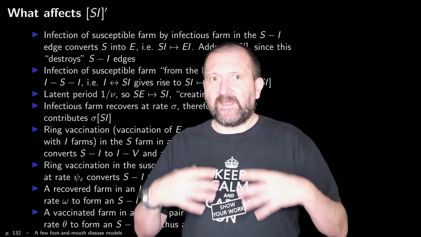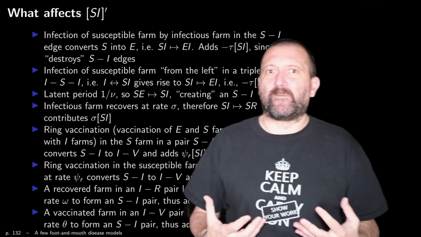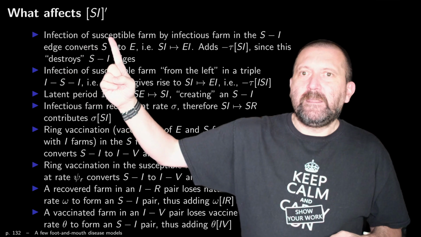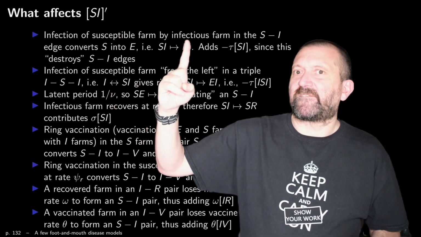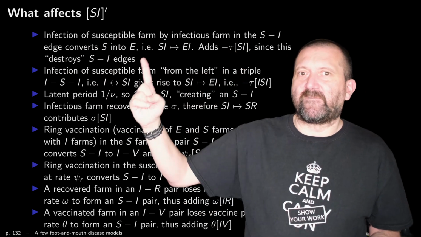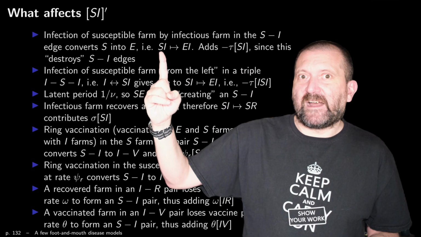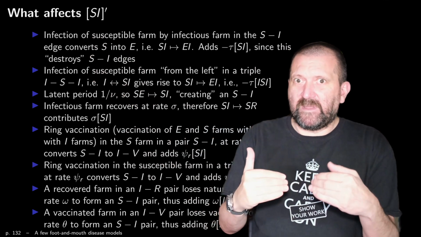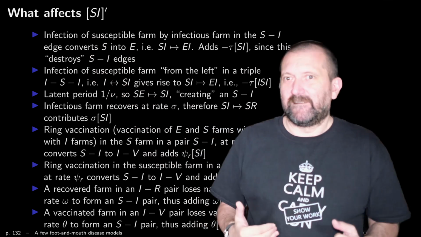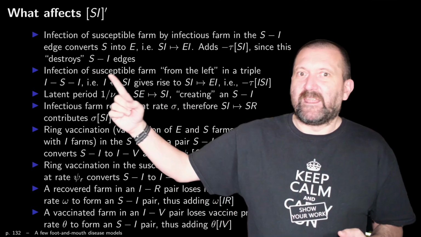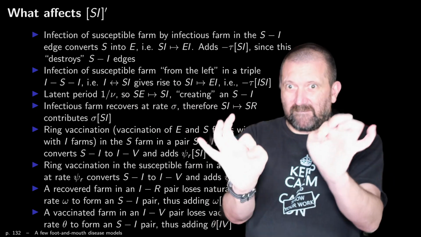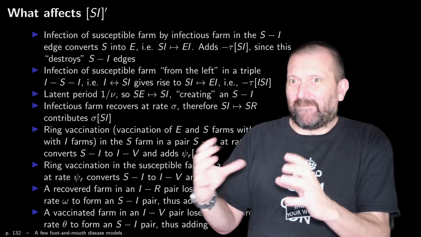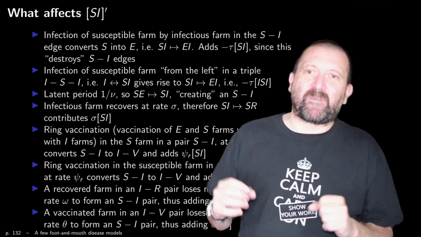Okay. So now if you think of an SI pair, what can happen to it? Well, this is the list of things that can happen. An SI pair can lead to an infection of a susceptible form by the infectious form in the SI edge. Okay, so that's that thing I was just talking about. SI becomes EI. And in terms of the expected number of SI pairs, of course, this is going to diminish the number of SI pairs because it is destroying one of those SI pairs. Okay, so that adds a minus tau times the expected number of SI pairs.